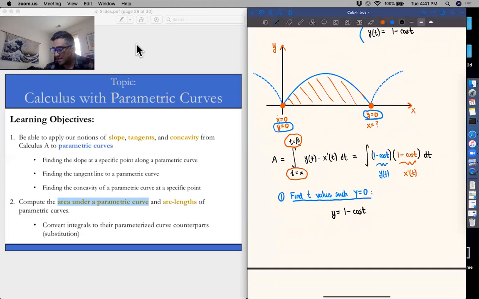So what we're interested in is looking at values of y where y is equal to 0. So we're actually going to take our equation for y and just set it equal to 0, because again, at both of those points, we know y is equal to 0. So it looks like what we need to solve is the equation 1 minus cosine t is equal to 0, or basically that 1 is equal to the cosine of t. So what t values will actually land us at these points?